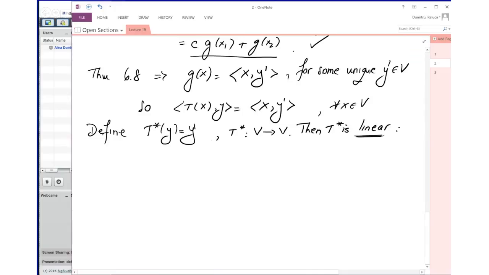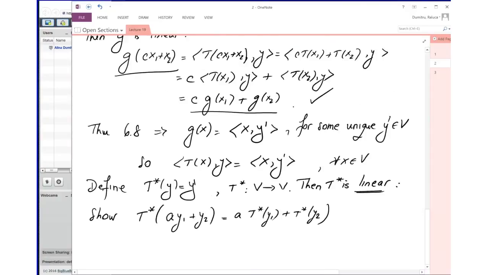Okay, so I need to show that T star of a y1 plus y2 equals a T star of y1 plus T star of y2, where y1, y2 are vectors, a is a scalar.